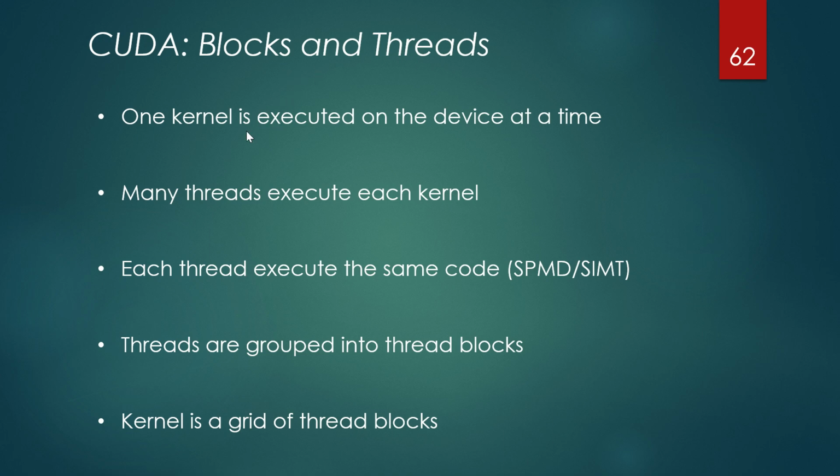Okay, so blocks of threads. So these are kind of like the worlds. One kernel is executed on the device or GPU at a time. Many threads execute each kernel. Each thread executes the same code. Single program, multiple data, single instruction, multiple thread. Threads are grouped into thread blocks. A kernel is a grid of thread blocks.